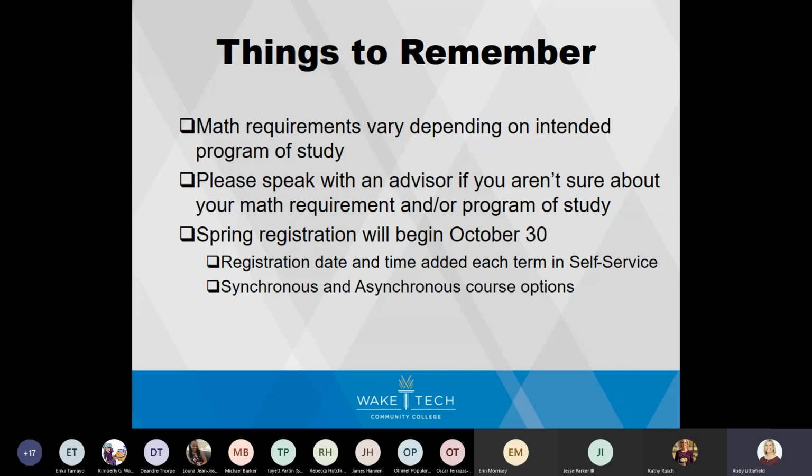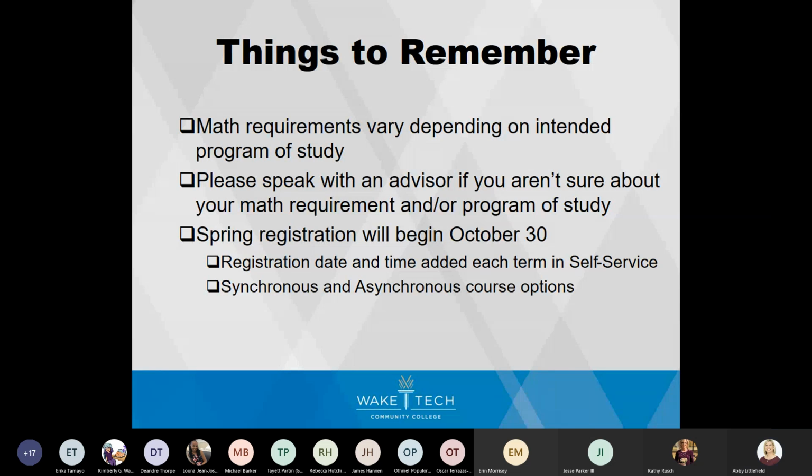Just as I mentioned, we want you to speak with an advisor if you're not sure about A, your math requirement itself, or B, your program of study. And sometimes those co-align. So if you're not sure about either of them, for example, when you were looking at your program of study just a minute ago or in your My Progress tool, you may have seen something that looked odd. Maybe you thought you were in one program, but your My Progress tool shows something else. This is a prime opportunity for you to be addressing those concerns or questions with us while we're with you today.